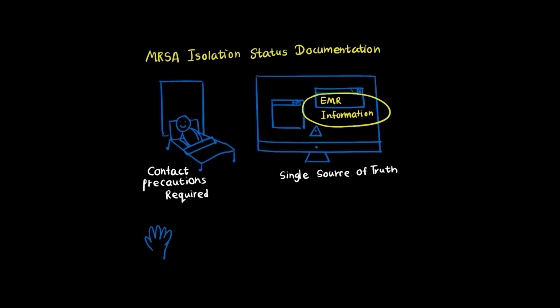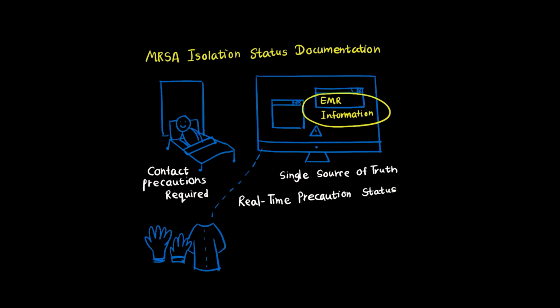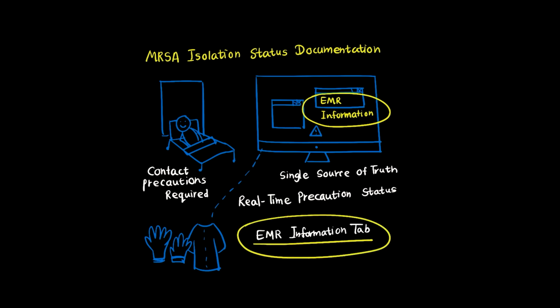This tab guides isolation decisions, displays active precautions prominently, and ensures everyone from housekeeping to physicians sees the same critical information. Think of it as a digital sign on the door that can't be missed or removed. It updates in real time, shows specific precaution types, required PPE, and special instructions. For MRSA requiring contact precautions, this tab ensures gloves and gowns are worn. Proper hand hygiene is followed and equipment stays in the room.